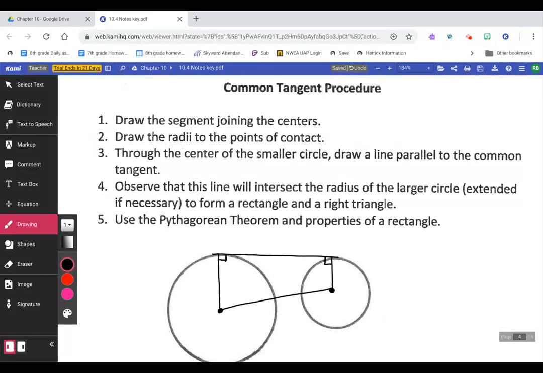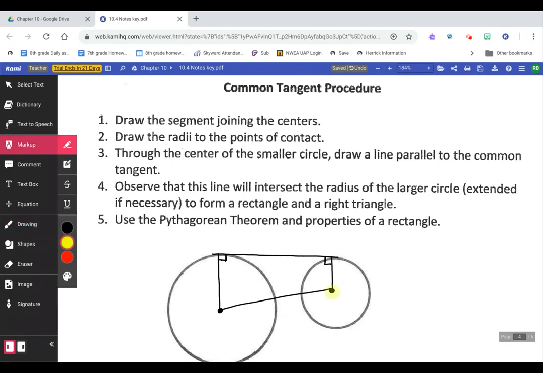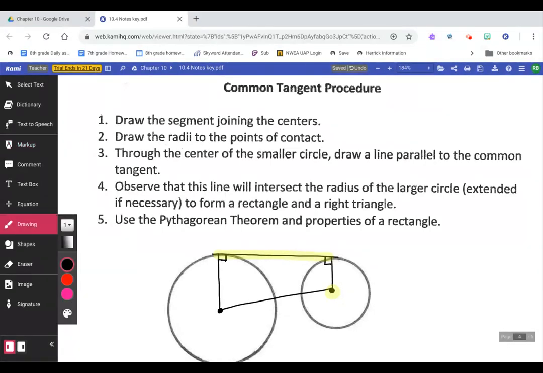All right. Now, through the center of the smaller circle, we're going to draw a line that is parallel to the common tangent. So here's the common tangent. This time when we draw the line, it's actually going to be inside. And if it's parallel, there's a bunch of right angles here. This would be a right angle as well. Observe that the line intersects the radius of the larger circle. So this one, we don't have to extend it because it's intersecting right here.